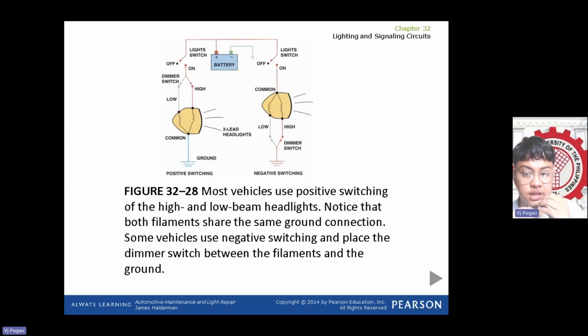Most vehicles use a positive switch for high and low beam headlights. Notice that both filaments share the same ground connection. Some vehicles use a negative switch and place the dimmer switch between the filaments and the ground.